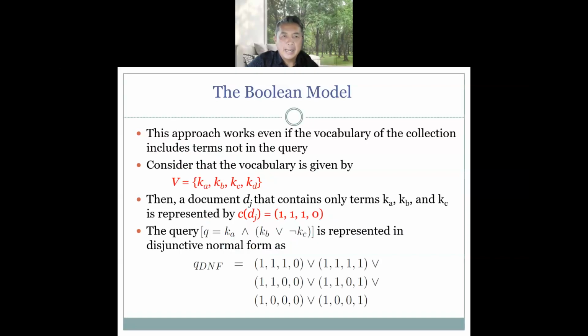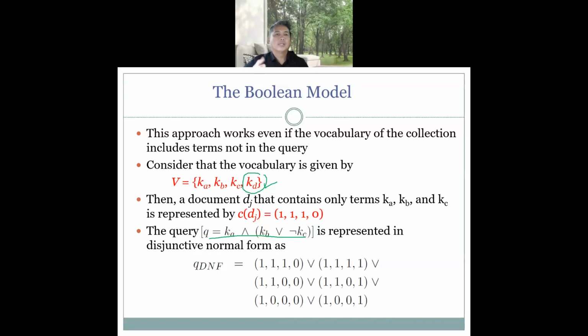Okay, let's expand the vocabulary to four. So your keywords now are A, B, C, D. But you look at your query here. Now we have four keywords, but your query only consists of A, B, C. So meaning that you don't care whether keyword D exists or not.